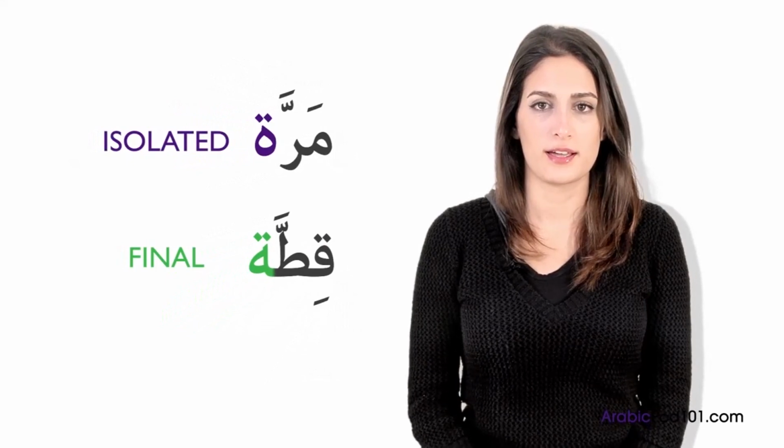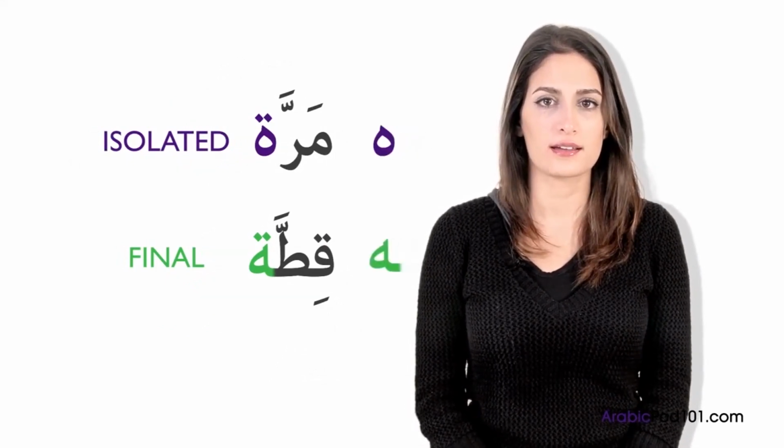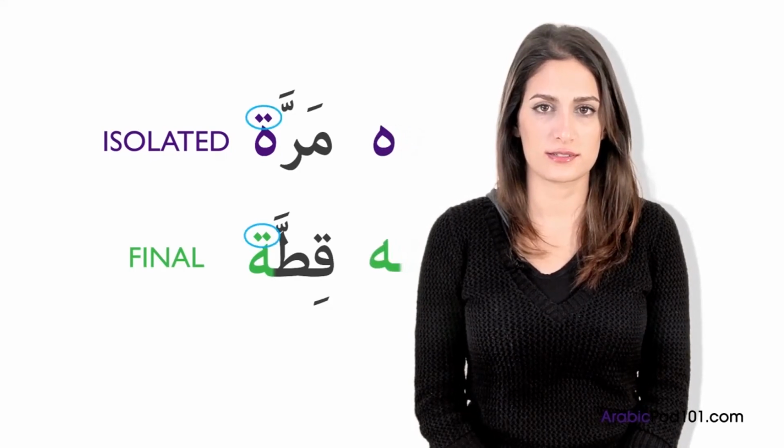The next letter for this lesson is Ta. As you can see, it looks very similar to the previous one, but it has 2 dots on top. This letter can only exist at the end of a word. This means that it can only be in the final or in the isolated form. Both forms are written just like their look-alike letter, Ha, but with the 2 additional dots.